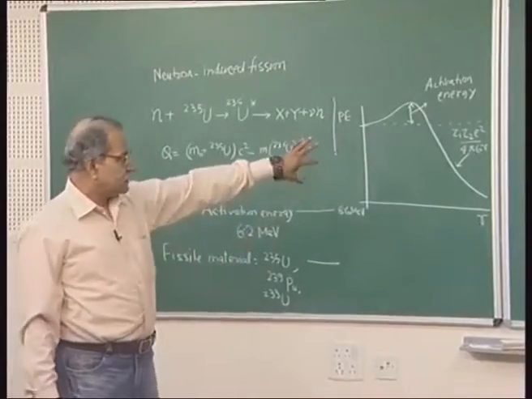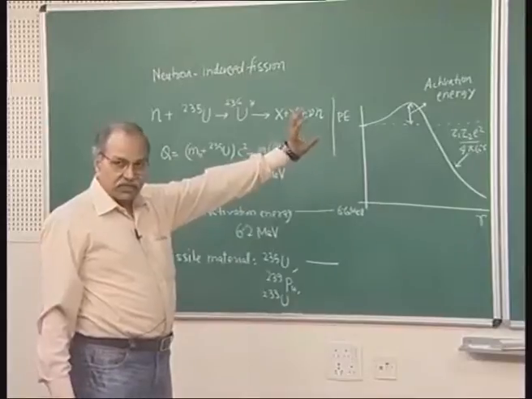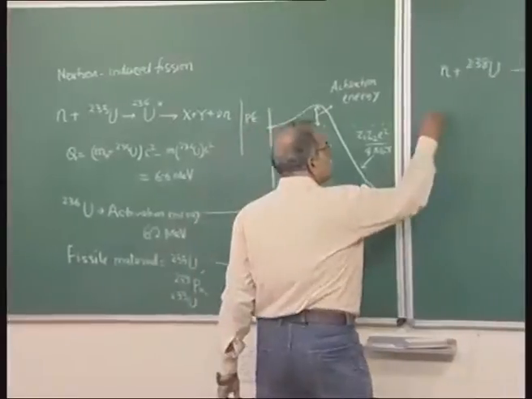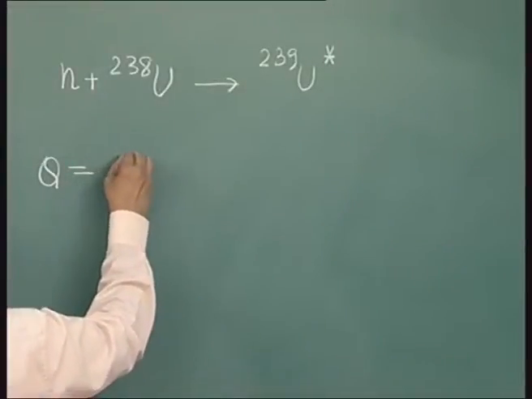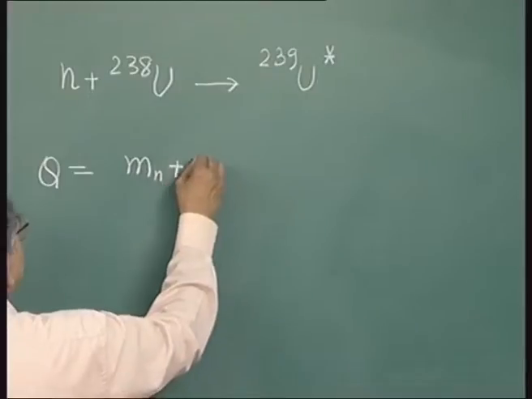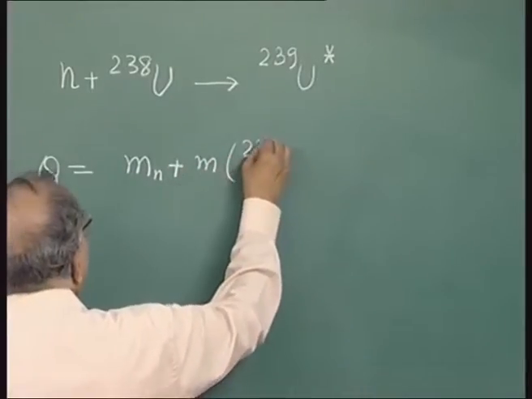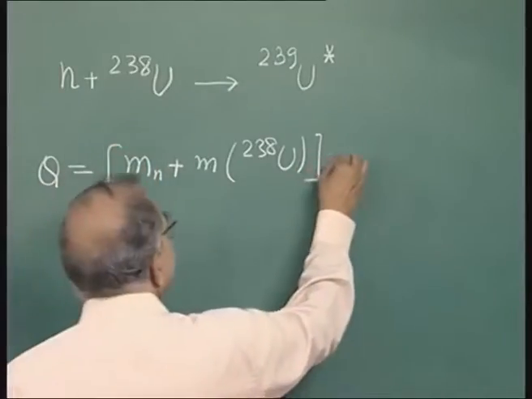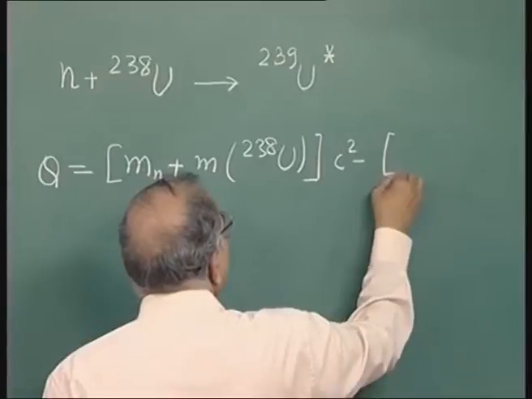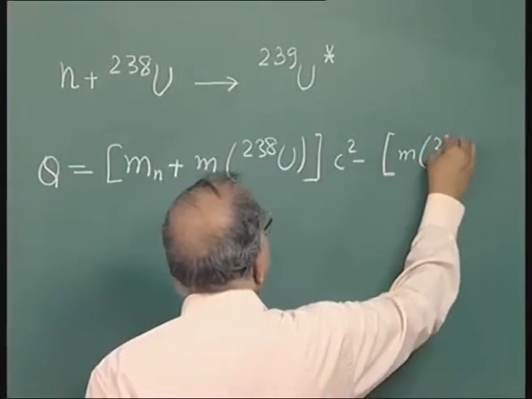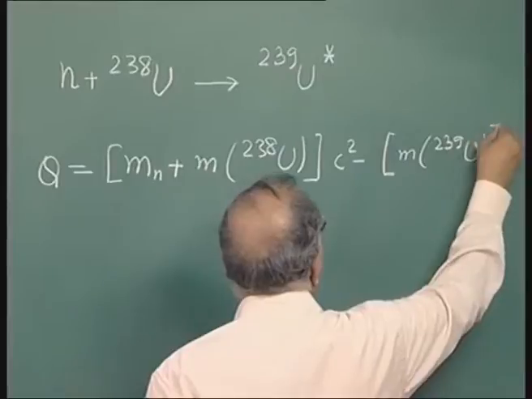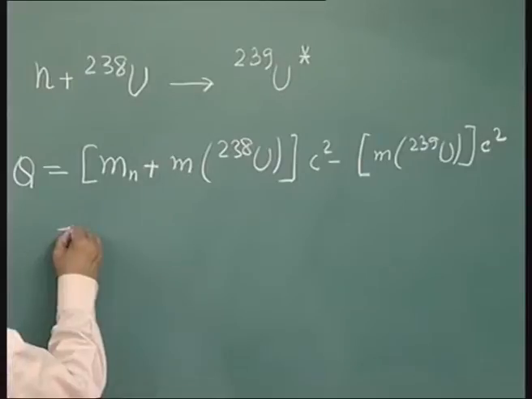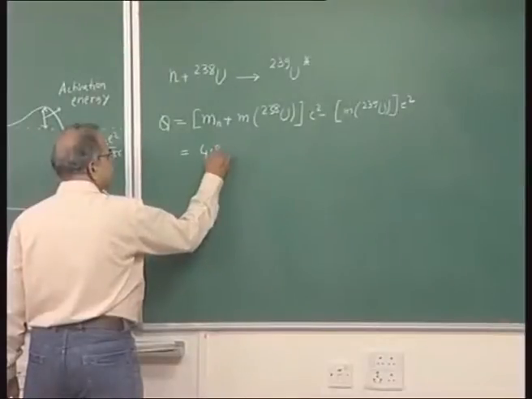How much above ground state is this uranium 239 created if this neutron has almost 0 energy? If it gets absorbed there with initial kinetic energy 0, then you can calculate the Q value. The Q value here will be mass of neutron plus mass of uranium 238, times c squared. This is the initial rest mass energy, and then minus mass of uranium 239 in ground state. This is the Q value, and this Q value comes out to be about 4.8 MeV.